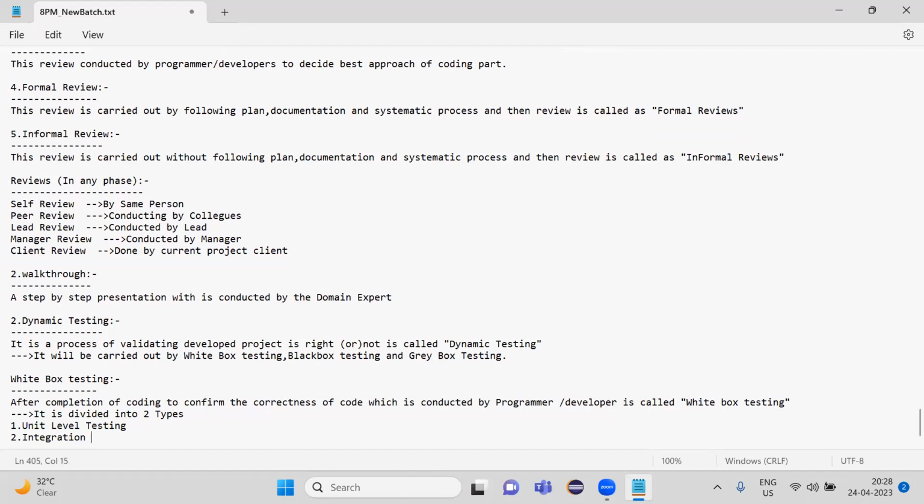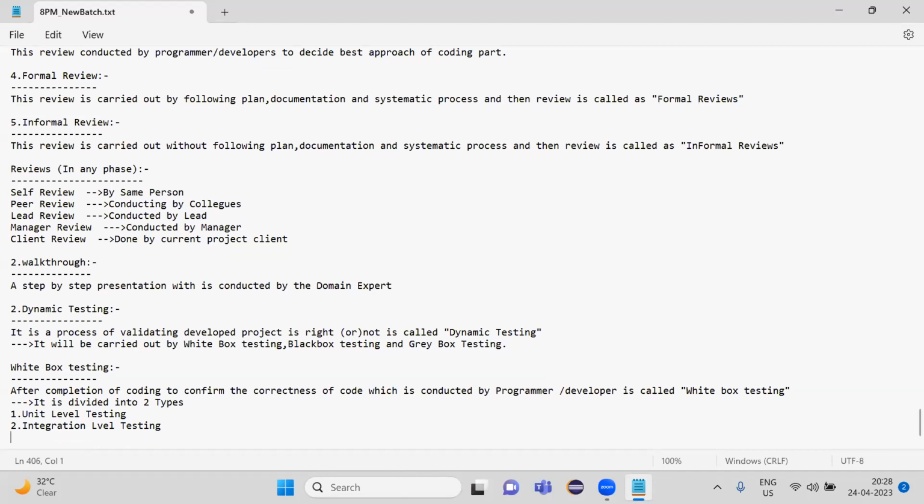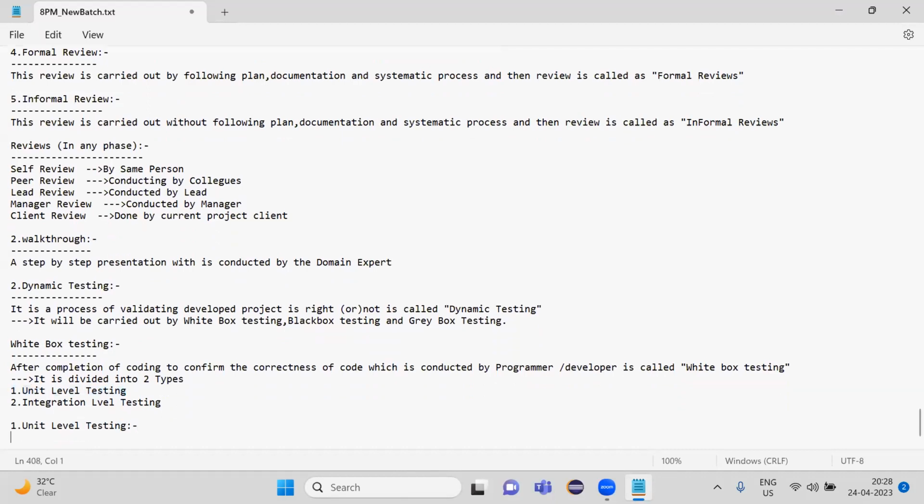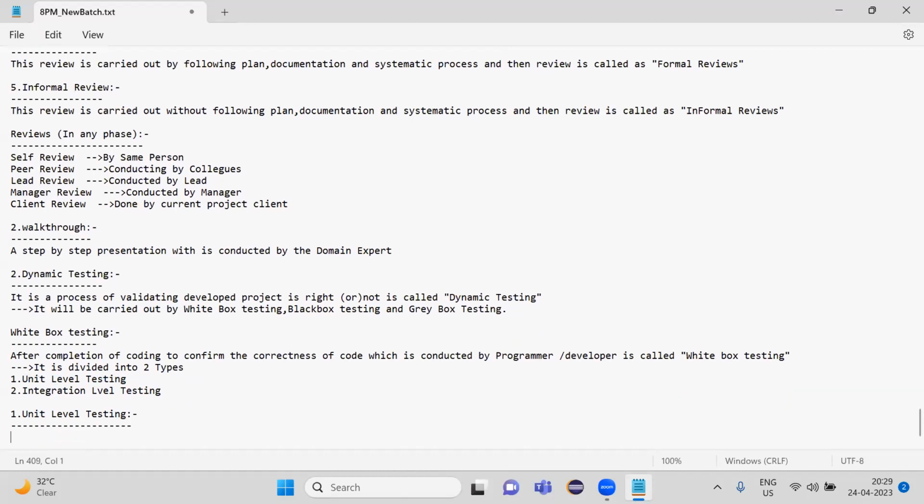Okay, in interviews, if they ask about the different types or levels of testing, what is your answer? White box: unit, integration, system level and user acceptance testing. How many levels of testing do we have? 4 levels. Okay, that is the answer in the interview.